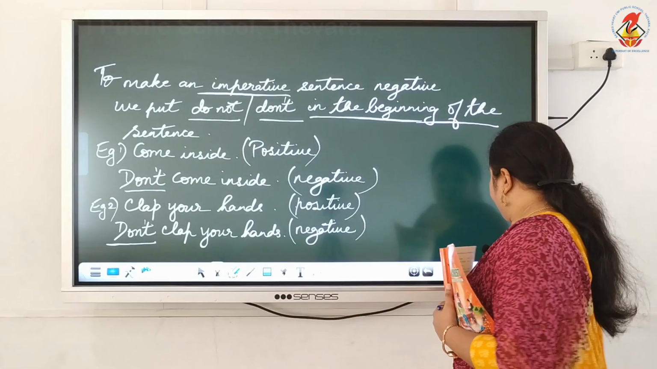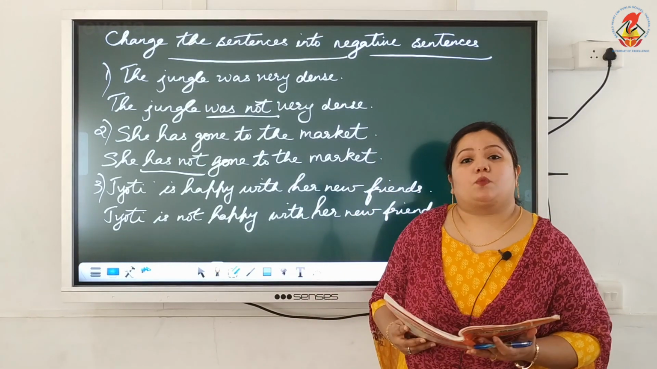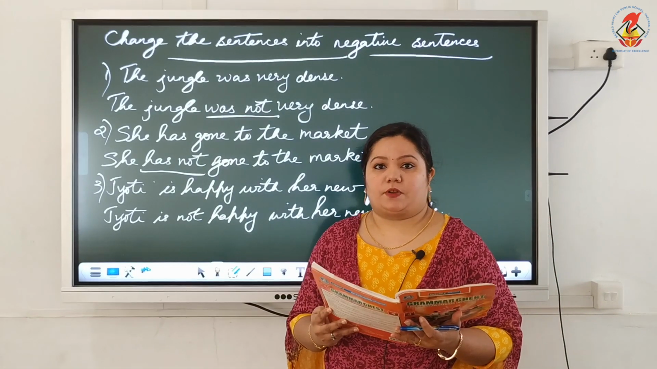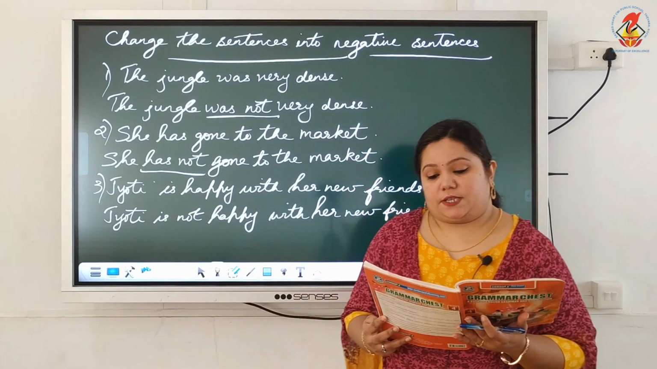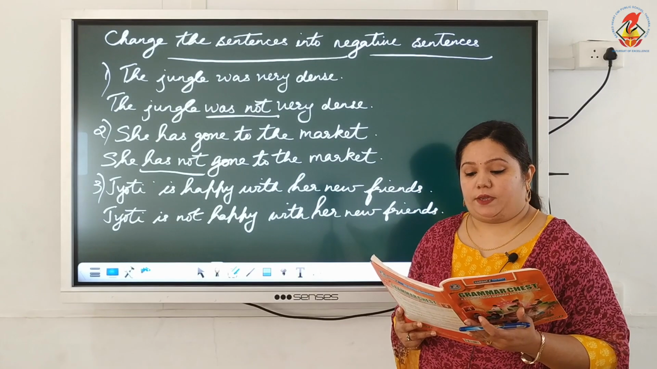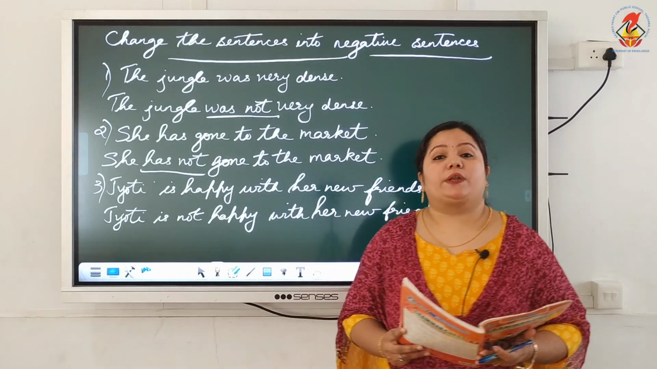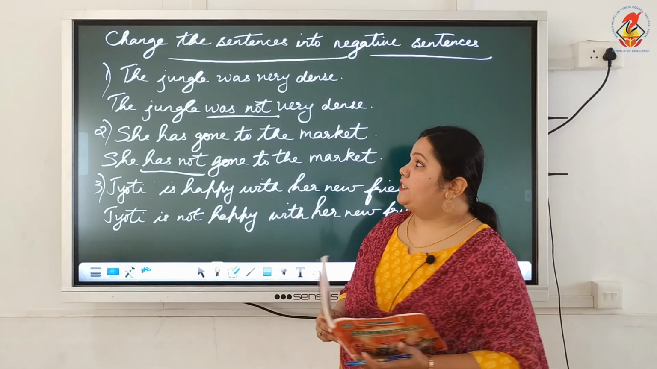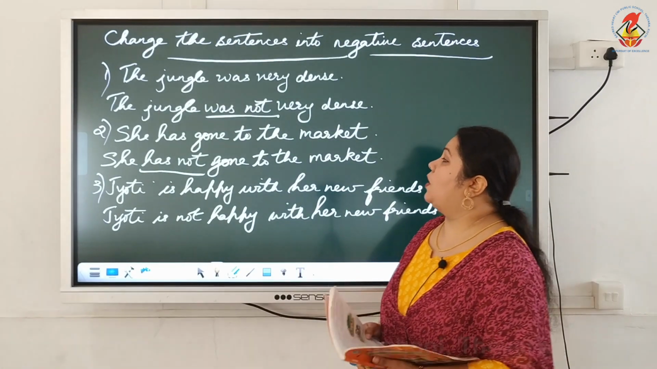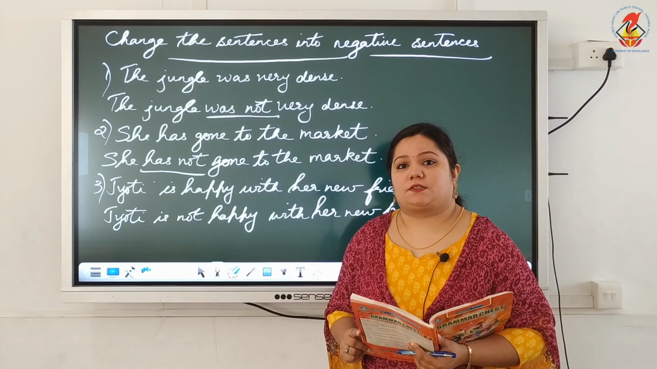Alright, now I hope you have understood that. So based on what you have understood, we are going to do the exercises on page number 17 from your textbook. Change the given sentences into negative sentences. The first sentence over here: the jungle was very dense. It is a positive sentence. There are no negative words over here. So how do we change that into a negative sentence? Yes, we write the jungle was not very dense. So we have changed that into a negative sentence.